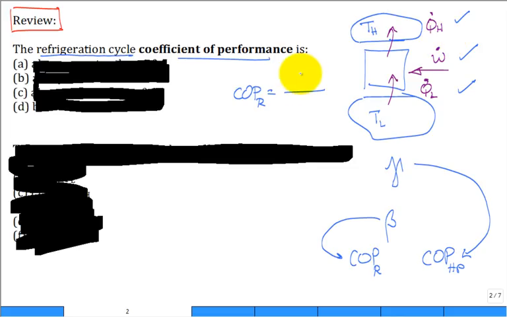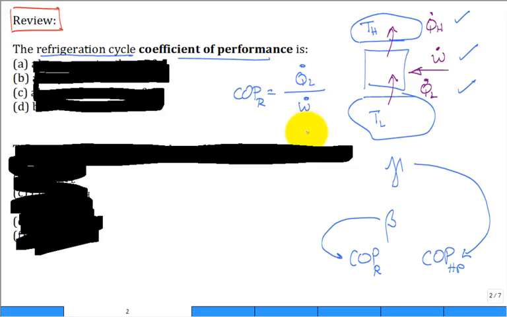Well, always think of this as what I want or what I have to pay for or what it costs me. So what do I want for the refrigeration system? I want to pull a lot of heat out of some low temperature. And then what do I have to pay for? Well, I've got to buy electricity. So there's a good definition.